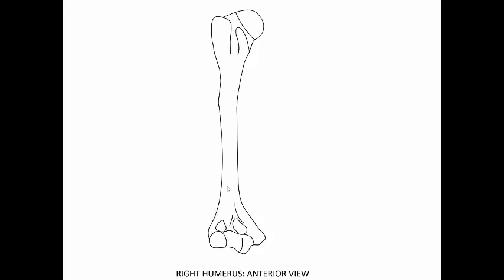You can see that the humerus is classified as a long bone. It has both proximal and distal ends with a shaft or diaphysis in between. The proximal end is known as the head, and this forms the articular surface for the glenohumeral joint. It is supported by a constricted region of bone known as the anatomical neck.